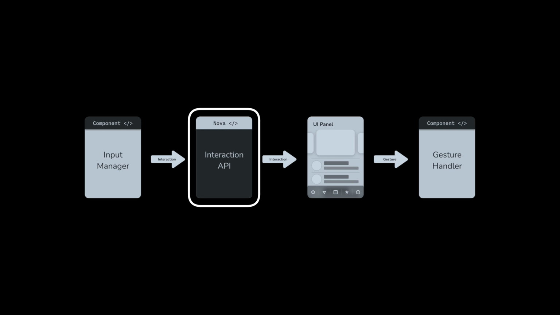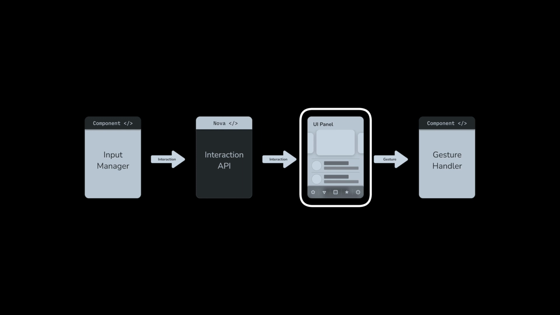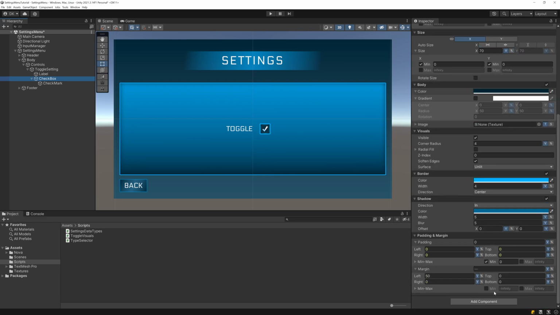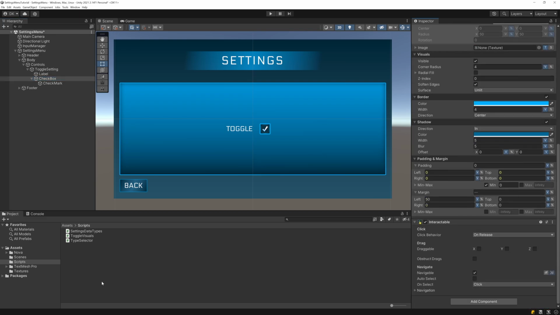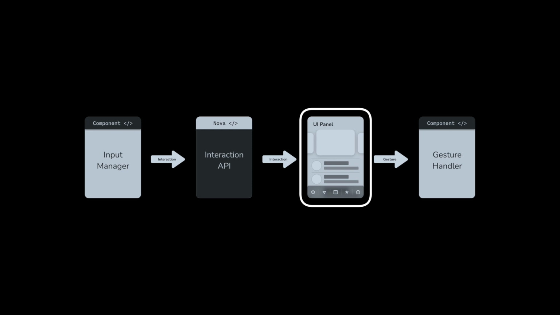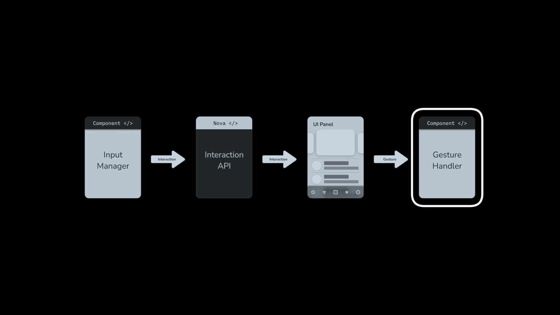After the input system has been provided with input via the interaction API, it then looks for gesture recognizers. These are simply items in the scene that we want to receive input. So switching back to Unity, let's add the interactable component to the toggle's checkbox. The interactable is a gesture recognizer, so by doing this, we have denoted that the checkbox is something that we want to receive input. And finally, the last part of the input pipeline is actually handling the gestures that the input system fires.